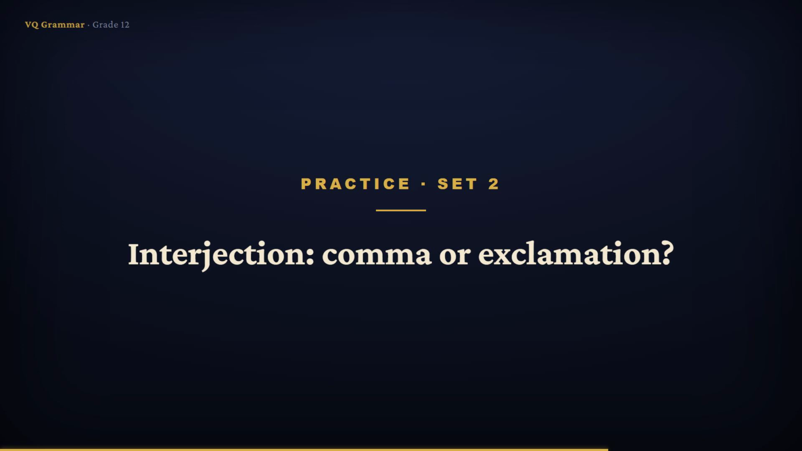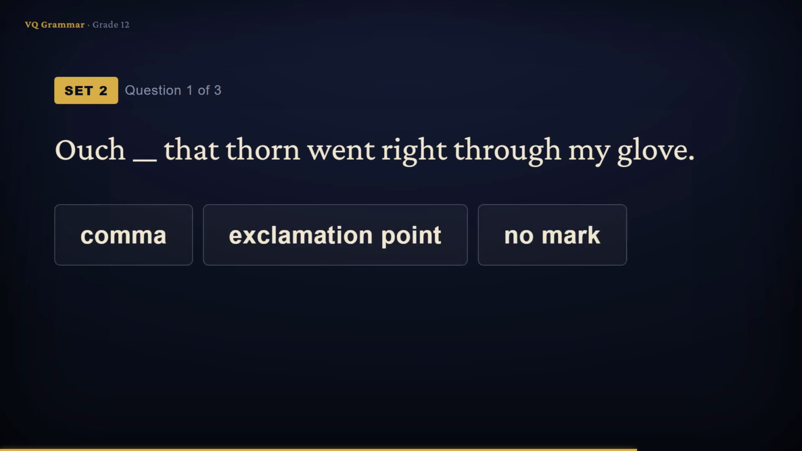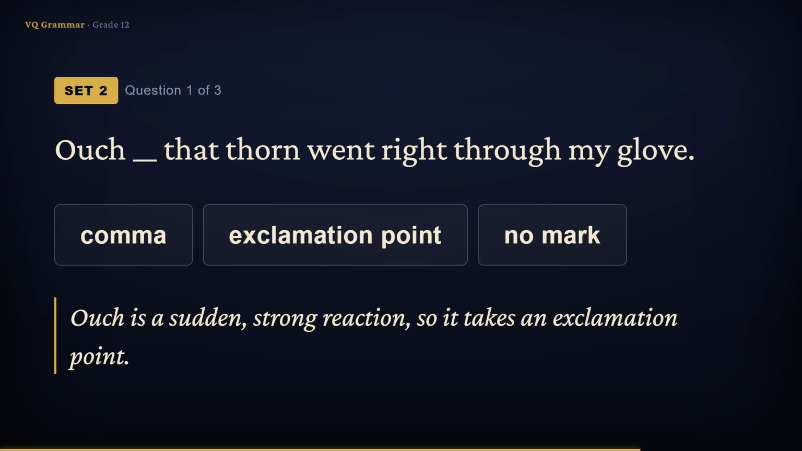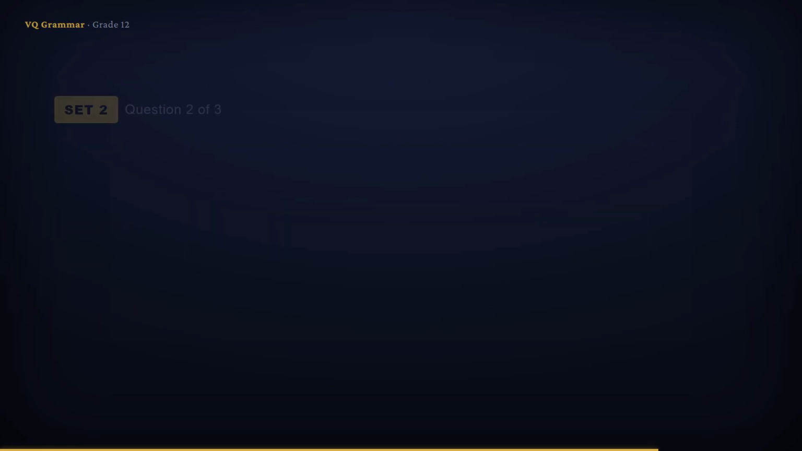Now each item has an interjection. Decide how to set it off. A comma for a mild feeling, or an exclamation point for a strong one. Or, in the last one, simply spot the interjection. Pause and choose before I answer. Ouch! That thorn went right through my glove. Is the feeling mild or strong? A sudden jolt of pain is strong, so ouch deserves a full burst, not a gentle comma. The answer is an exclamation point.